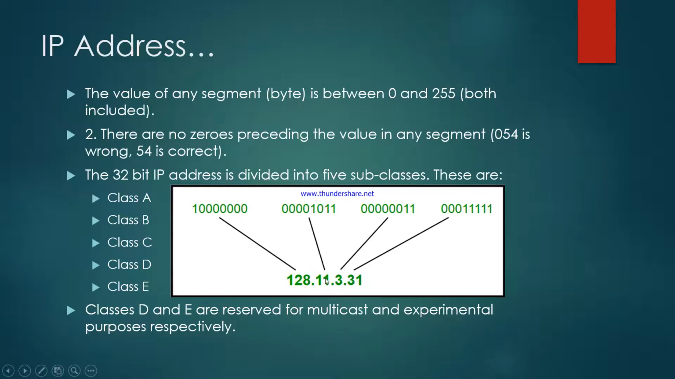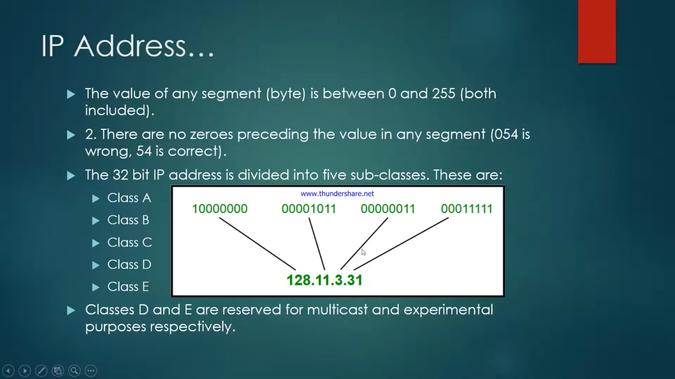Similarly, this 11 can be written in the binary form as 0 0 0 0 1 0 1 1, and 3 is 0 0 0 0 0 0 1 1. Similarly, 31, the last octet here, its binary is 0 0 0 1 1 1 1 1. So there are no 0s preceding the value in any segment.